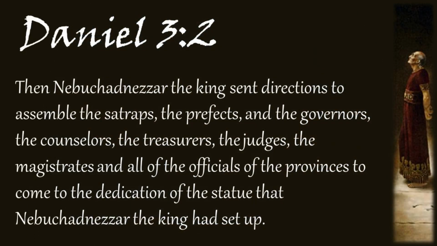Then Nebuchadnezzar the king sent directions to assemble the satraps, the prefects, and the governors, the counselors, the treasurers, the judges, the magistrates, and all of the officials of the provinces to come to the dedication of the statue that Nebuchadnezzar the king had set up. This chapter is notable in that the grandiosity of this statue, of the dedication of the statue, is overwrought.